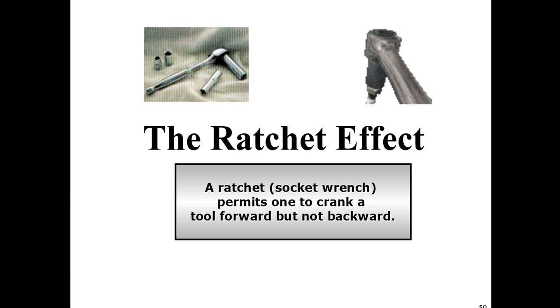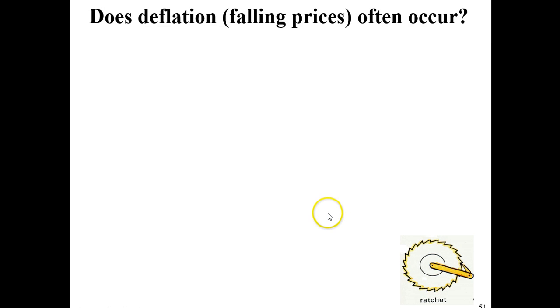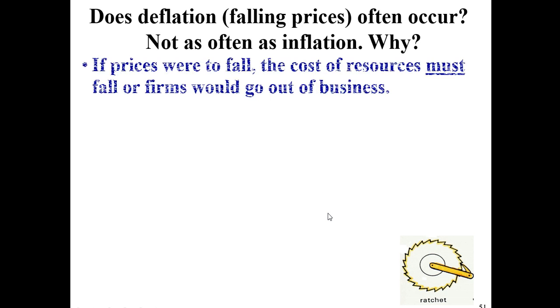So a ratchet works as a one-way device. It goes in one direction only. And so the ratchet effect on the economy is the same idea, that it moves in one direction and one direction only. And once you make a turn, it holds that position, and then you can only go more in the same direction.